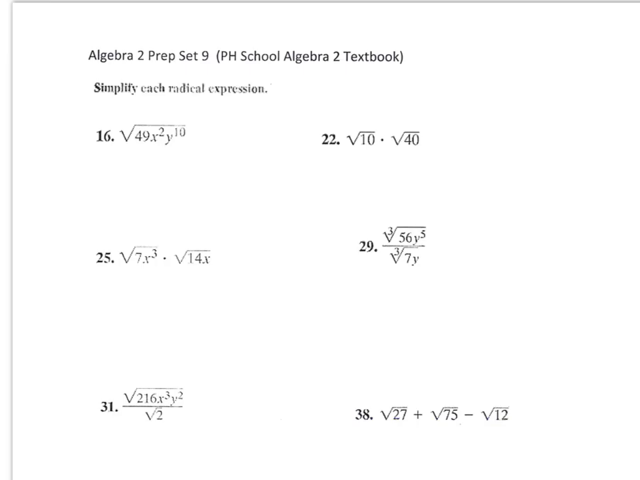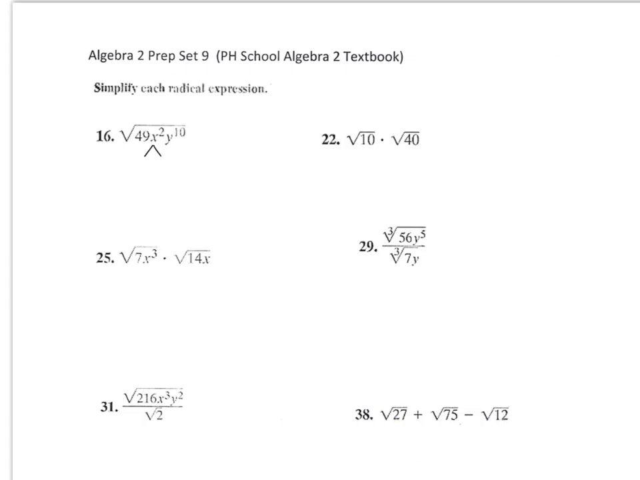Okay, this section is about simplifying roots and radicals. A radical is anything that has this symbol right here. Usually we've been doing a lot with square roots, but you can also have cube roots, fourth roots, and fifth roots. To simplify this, there are two ways that you can do it.